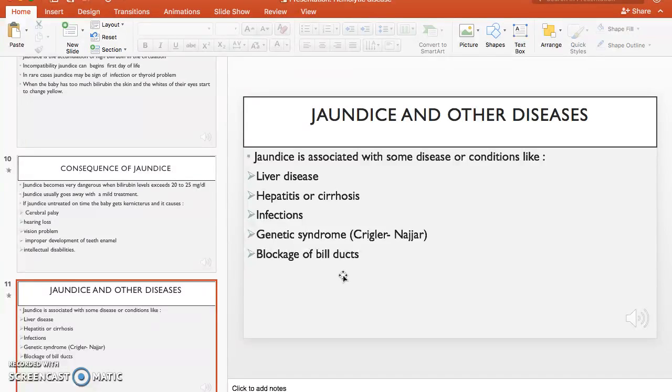Jaundice is sometimes related to other diseases like liver disease, hepatitis, and infection. They are associated. So whenever we diagnose a baby with hepatitis or when there are infections, we have to be aware of his jaundice situation also.